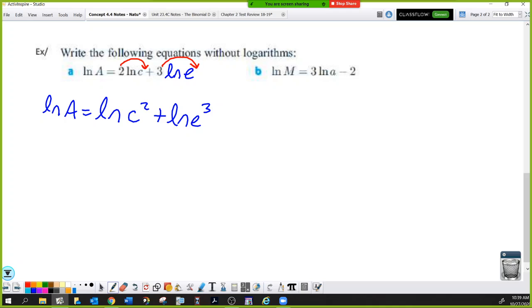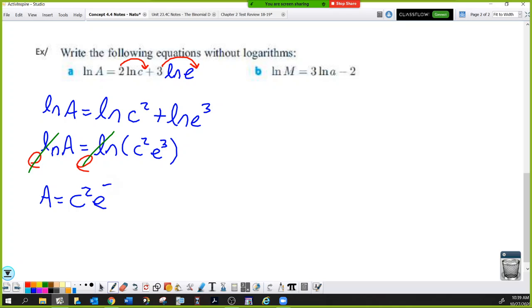And hey, look, the sum of two logs with the same base. That's going to create a product in my argument. The ln of c squared e cubed. And now that everything is fully condensed, and I have nothing but a single log on the left and a single log on the right, I can cancel both of those logarithms with a matching exponential base, which would be exponential base e, leaving me a equals c squared e cubed.